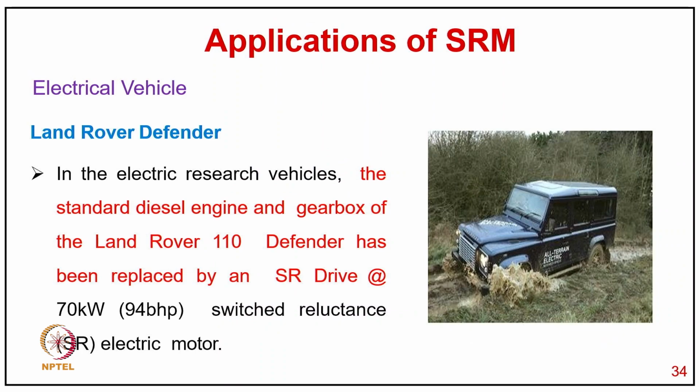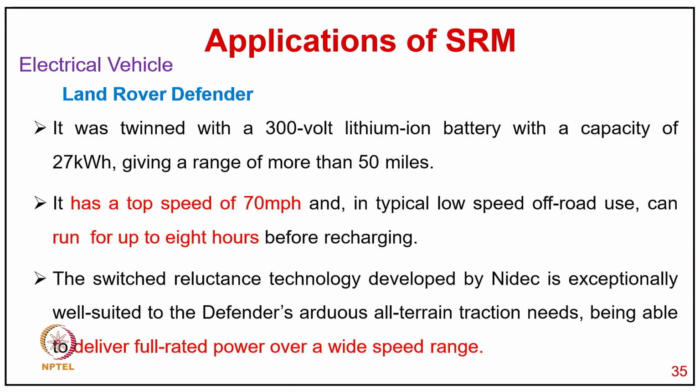So, in the electric research vehicle, the standard diesel engine and gearbox of the Land Rover 110 Defender has been replaced by a Sri Lankan motor drive of 72 kilowatt, 94 bhp, in this electric vehicle, and it was fed by a 300 volt lithium ion battery with a capacity of 27 kilowatt hour, giving a range of more than 50 miles, and it has a top speed of 70 miles per hour, and in typical low speed off road can run up to 8 hours before recharging.